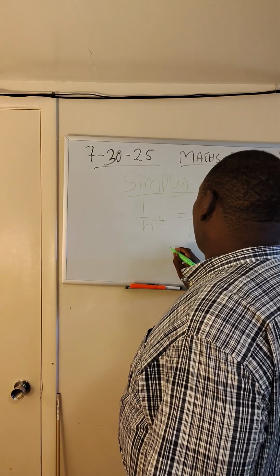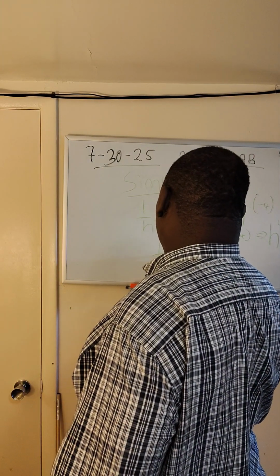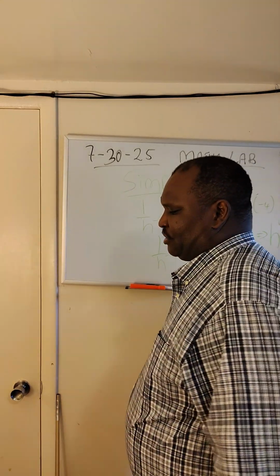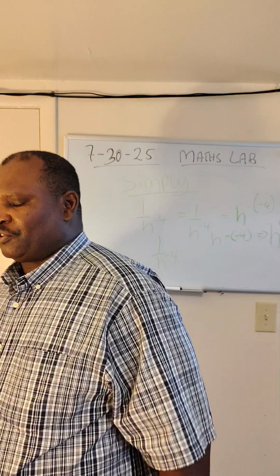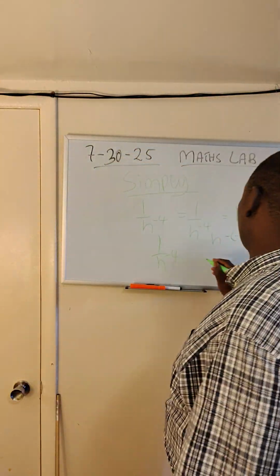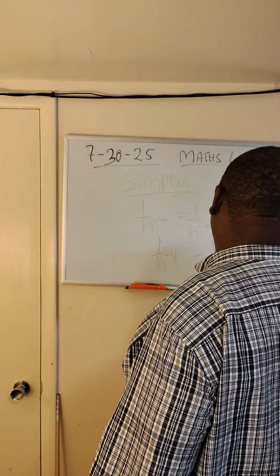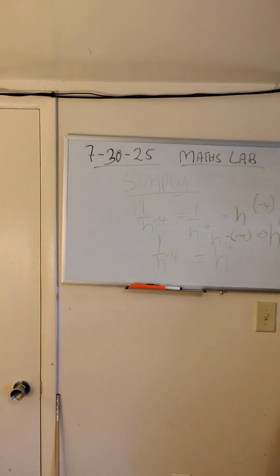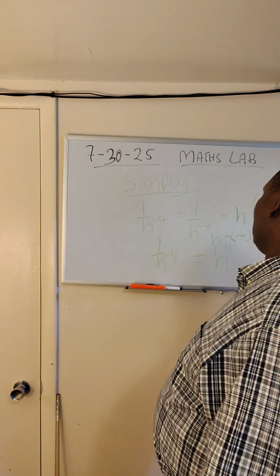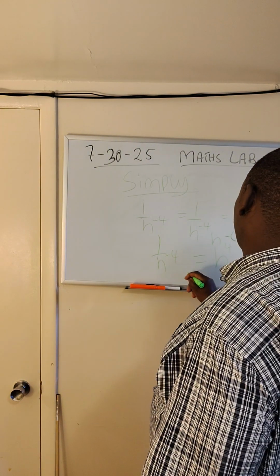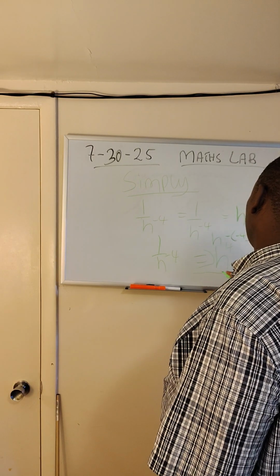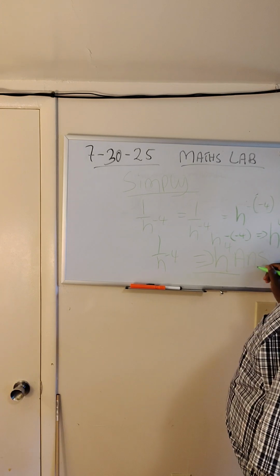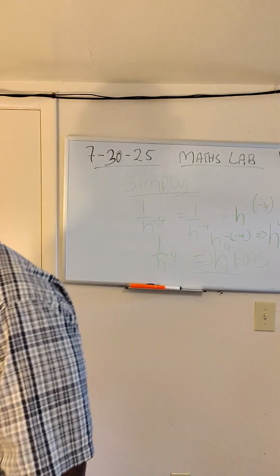Now therefore, for us to arrive at an answer, we're going to say 1 over h raised to the power of negative 4 is equal to h to the power of 4. 1 over h raised to the power of negative 4 is equal to h to the power of 4, and therefore h to the power of 4 is our answer.